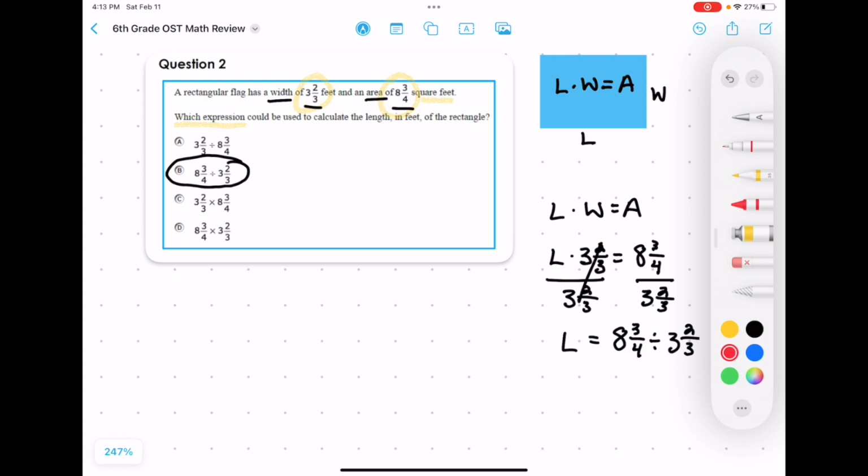Be careful. You cannot reverse the order in division. Division is not commutative. So because you can't reverse the order, you cannot flip those, right? 8 3/4 divided by 3 2/3 is not the same thing as 3 2/3 divided by 8 3/4. But you don't actually have to do the division here to find the answer. All we needed to do was determine which expression it was we needed to answer this.